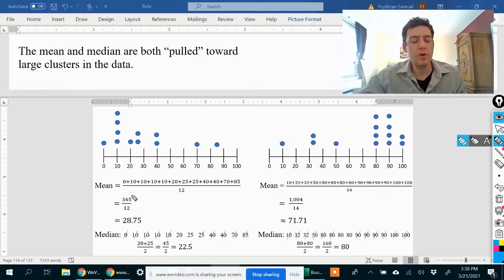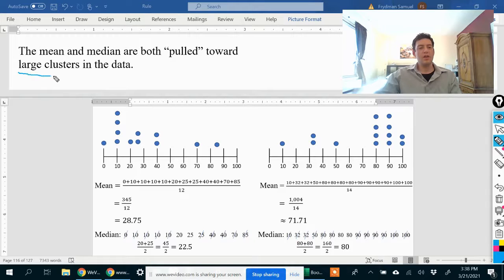So, well, first of all, before I even do that, what do I mean when I say a large cluster in the data? If you look at this data set over here, where does it seem like most of the data is? Where does it seem like most of the dots are? Where do we have a lot of those dots and they're clustered pretty close together? Well, you would say on the left side over here. That's where we see the largest cluster of dots, right? For this data set over here, most of the dots are clustered on the right side over here.